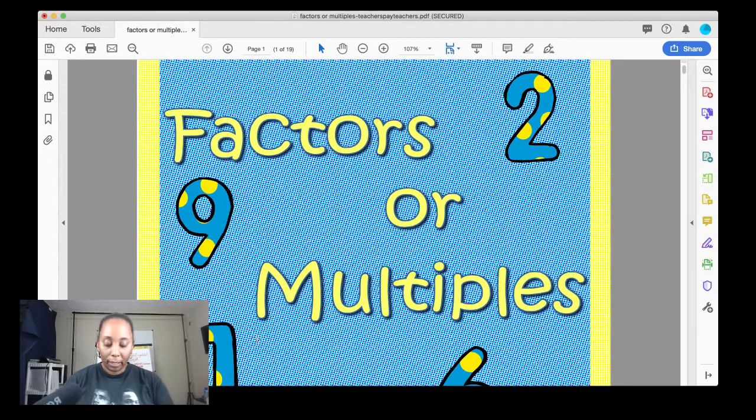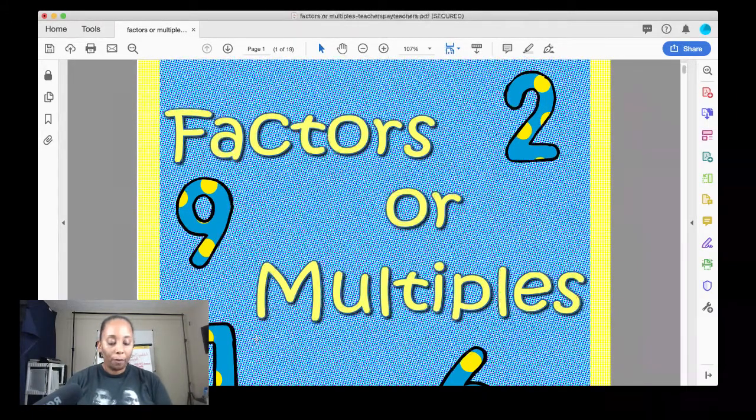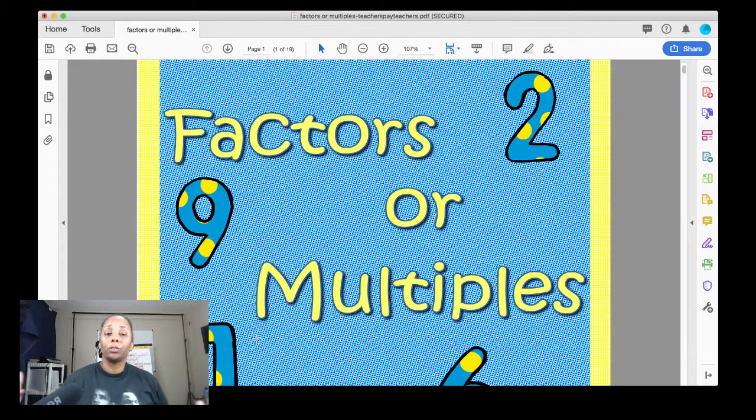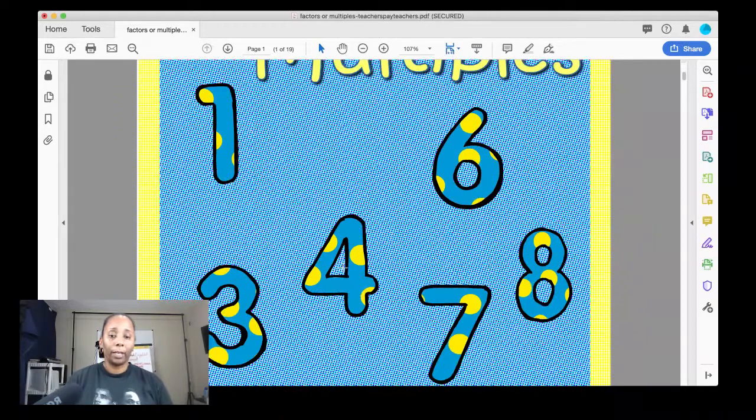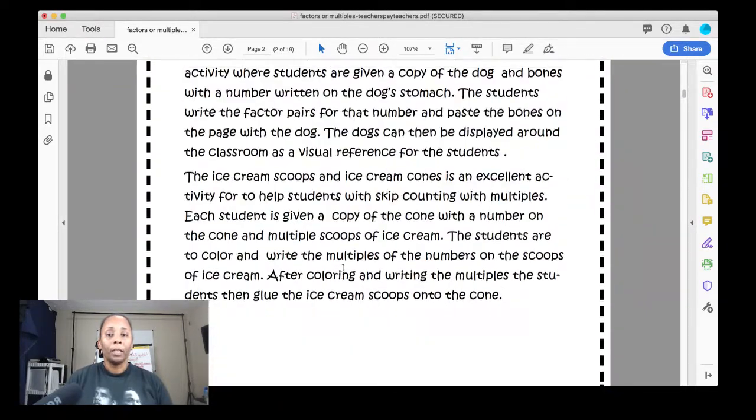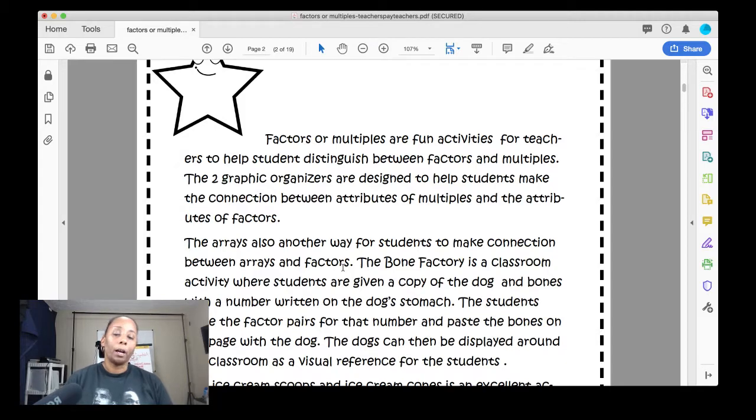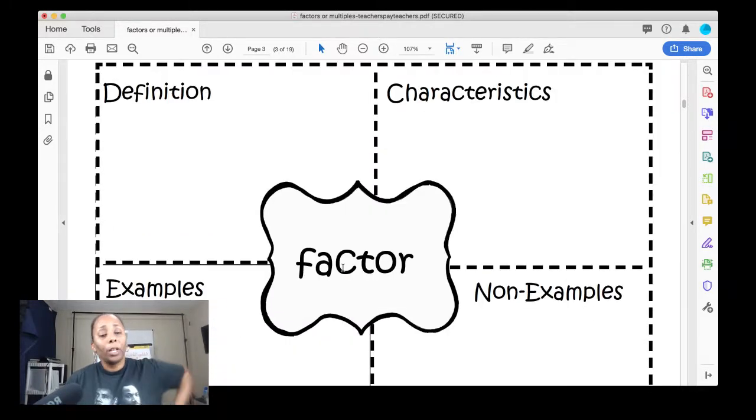So, what I did was create this product to where it used the Venn diagram to help them get control of the vocabulary for factors and multiples. Because if you teach any grade beyond fifth, sixth, we're really up to high school because they use factors and multiples all the time. But the introduction of it is at the elementary level and it starts in fourth grade. So it tells about what I created this for. And it's a really fun activity.